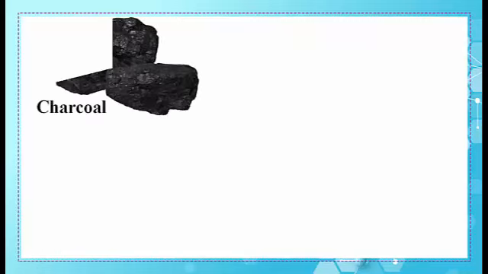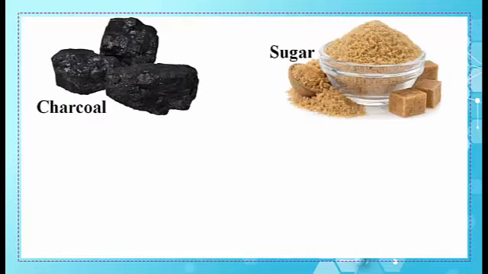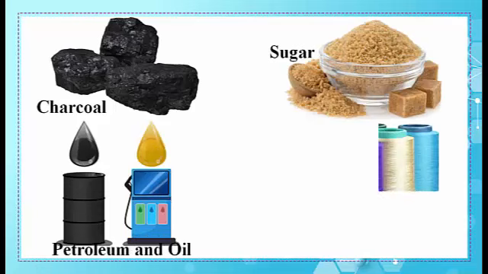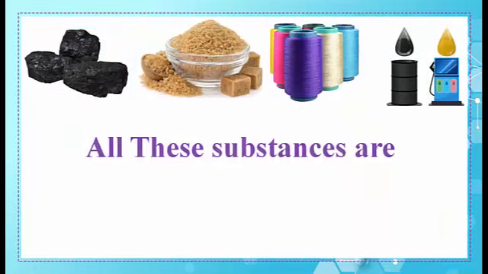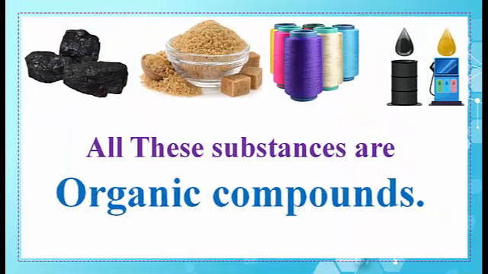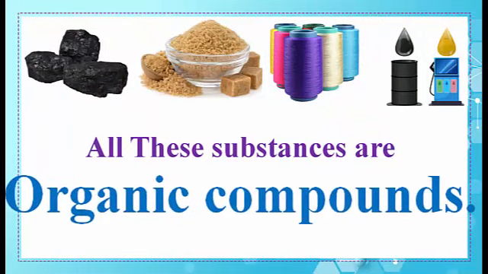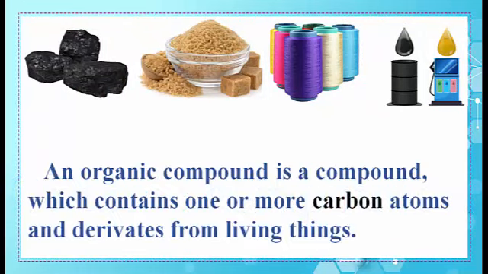Now, what is common between charcoal, sugar, petroleum and oil, and polyester filaments? All of these substances are organic compounds. What is an organic compound? An organic compound is a compound which contains one or more carbon atoms and derives from living things. It comes from living things.